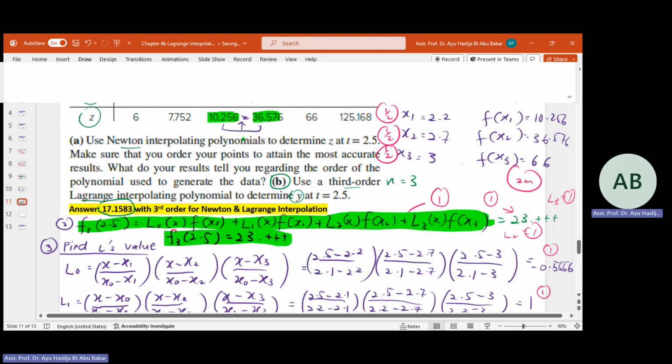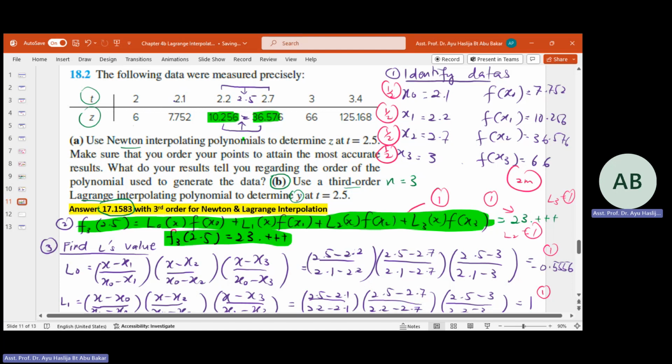This kind of data points, you can have a few sets of data points. You start from here, x naught. You can also start from 2.2 as x naught, or you can also start from 2 as x naught. So that's why if your answer is different from mine, I will check what are your data points. Okay.